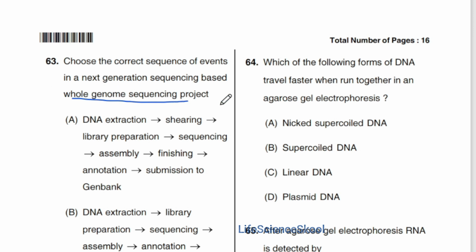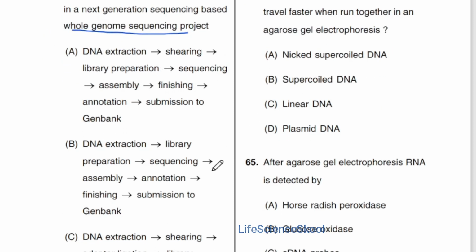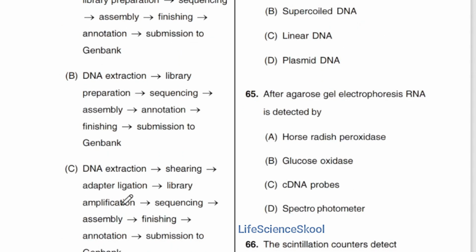So if we look at the steps one by one in order, which one is correct, in the first step in the whole genome sequencing project, what will they do? They are going to collect the sample first. Okay, and they are going to do the isolation. From there they are going to extract the DNA. That means they are going to prepare the sample. First they will do DNA extraction. So in all these four options, DNA extraction is the first one.